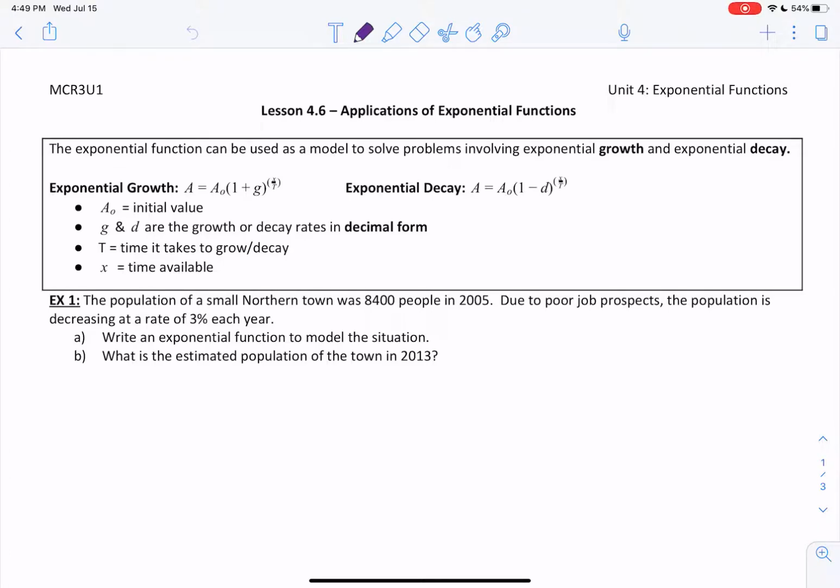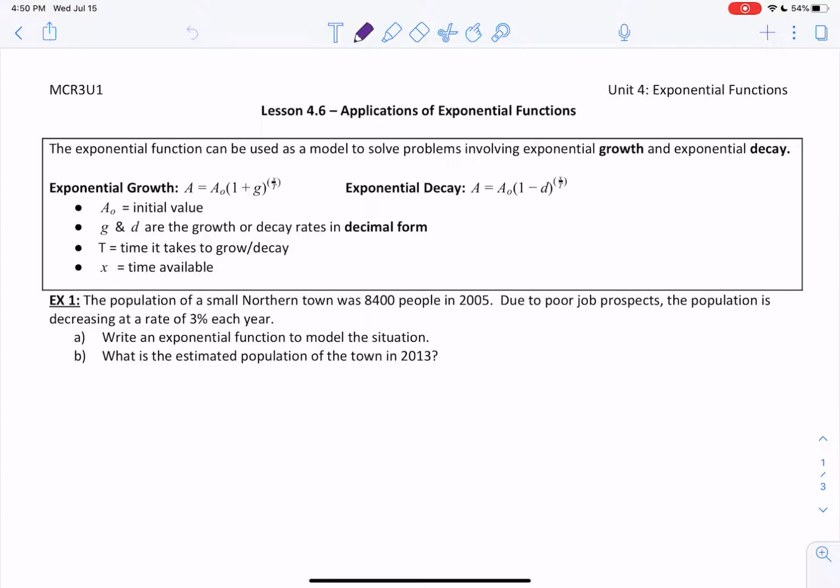For this lesson, we're going to be going over the applications of exponential functions. So we're going to be building equations, looking at some word problems and some real-world problems so you can see how exponential functions are used in daily life. The exponential function can be used to model and solve problems involving exponential growth and exponential decay.